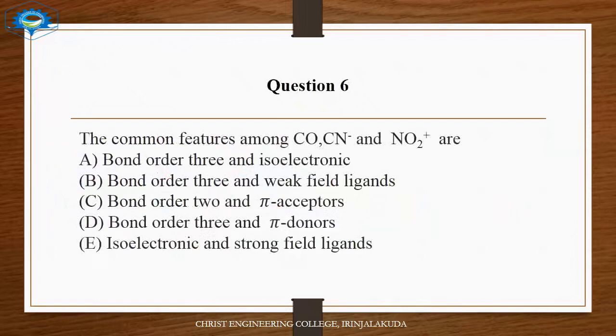Okay, question number 6. It is coming again from the bond order concept. The common features among CO, CN minus and NO plus are: option A, bond order is 3 and isoelectronic. Isoelectronic means identical number of electrons. Option B, bond order 3, weak field ligand. Option C, bond order 2 and pi acceptors. Option D, bond order 3 and pi donors. Option E, isoelectronic and strong field ligand.